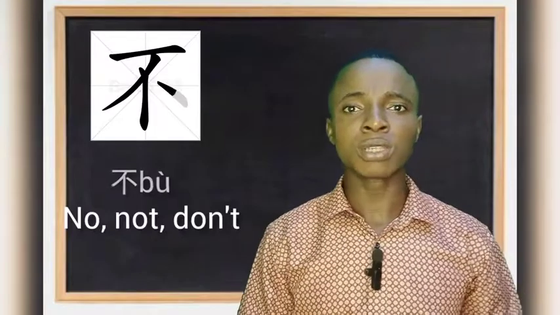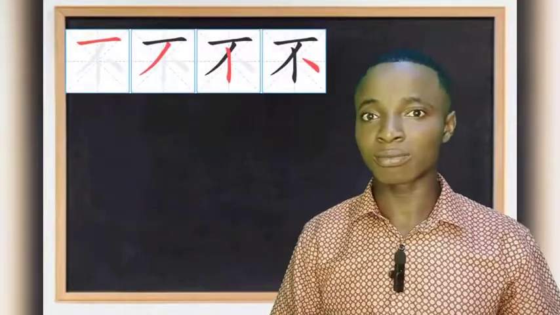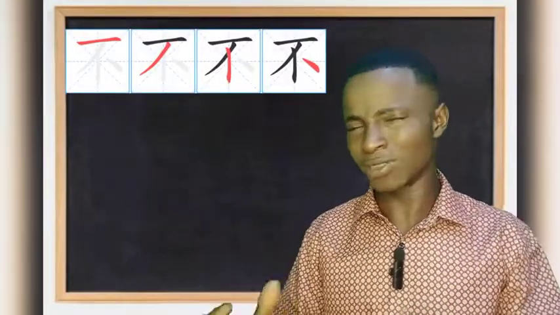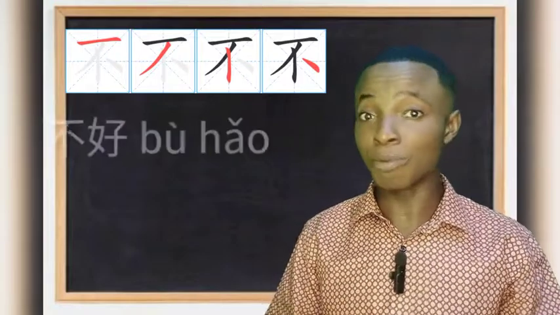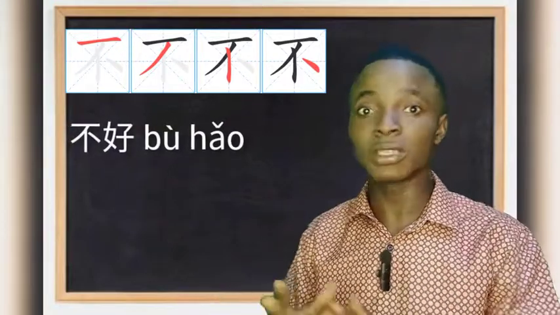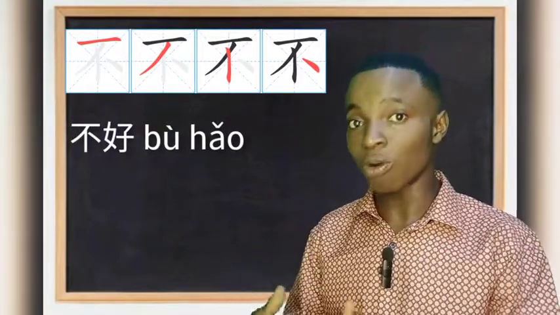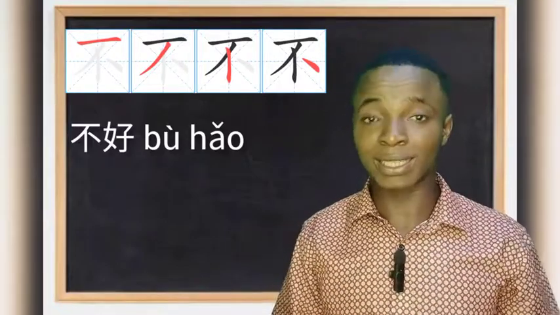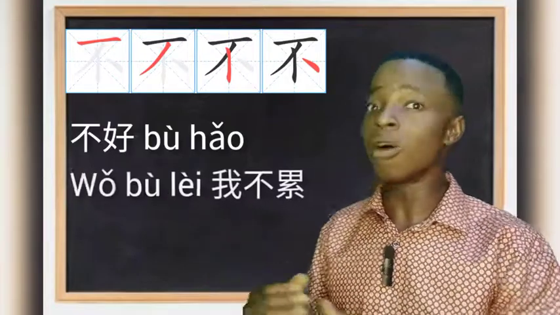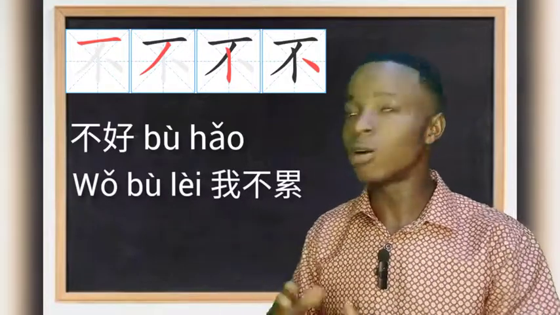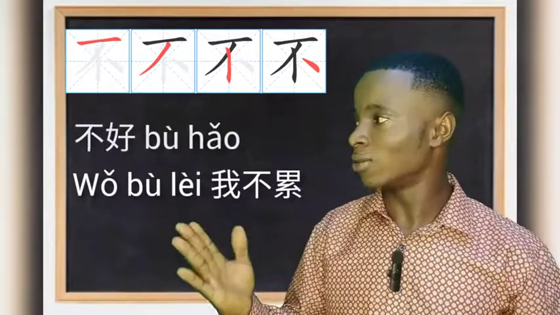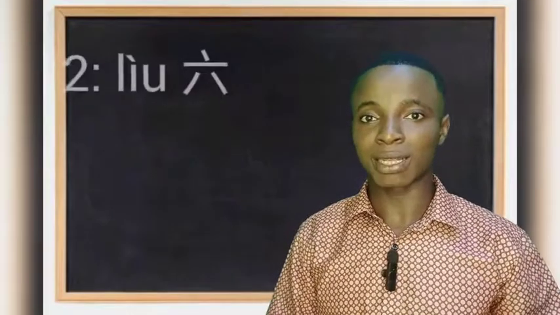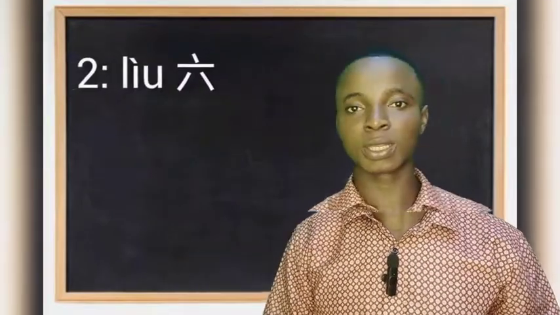Beautiful. Now, in Chinese, if you want to say something is not good, you can simply say bu hao, because bu literally means no or not. Bu hao. Then for not tired, you can simply say wo bu lei. Wo bu lei.